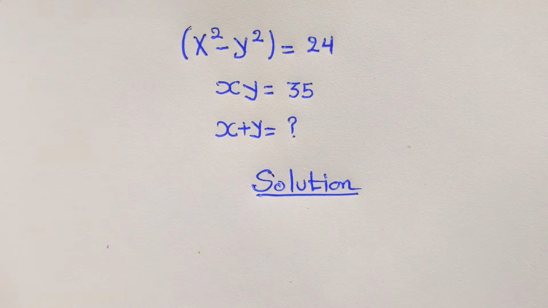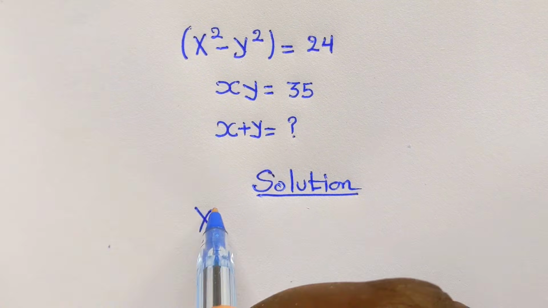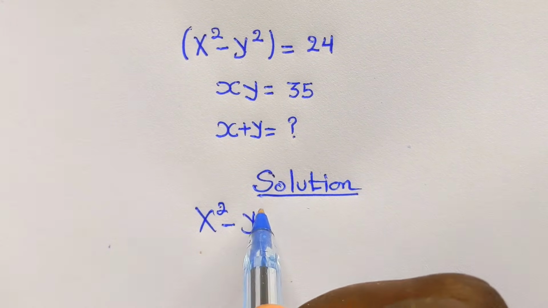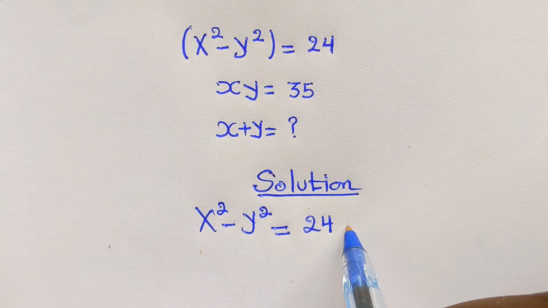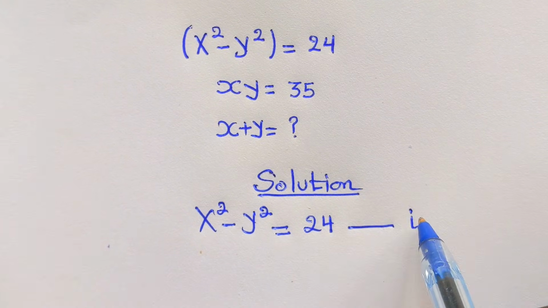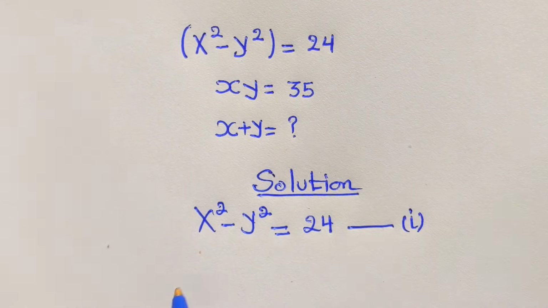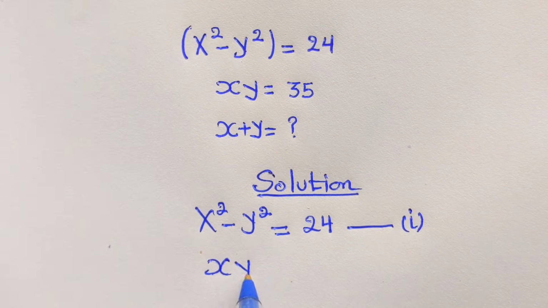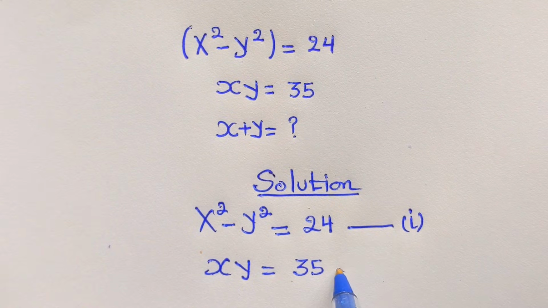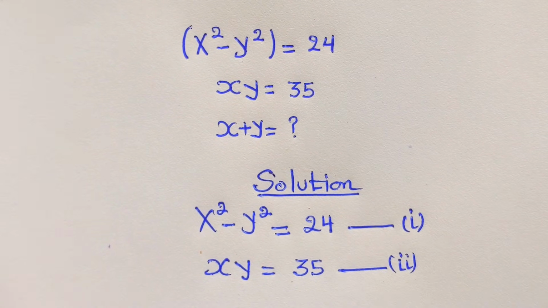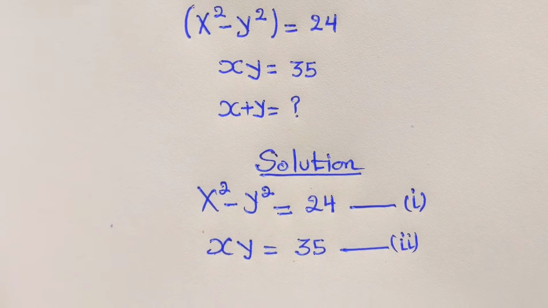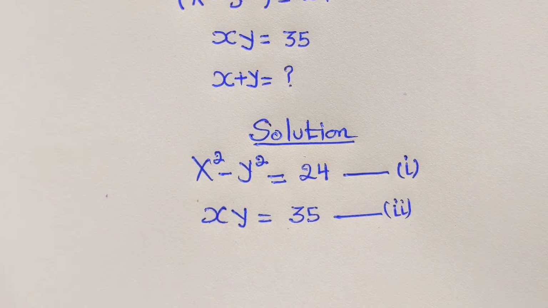The first thing here is to copy what we have. We have x squared minus y squared equals 24, denoted by equation 1, whereas xy equals 35 will be denoted by equation 2. And you're supposed to find x plus y.